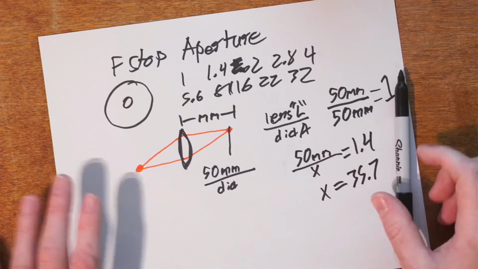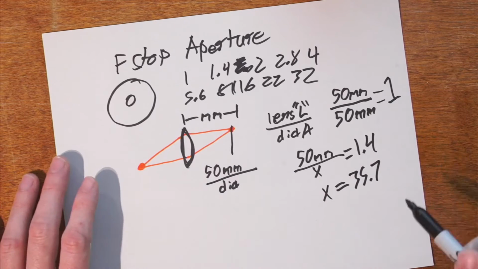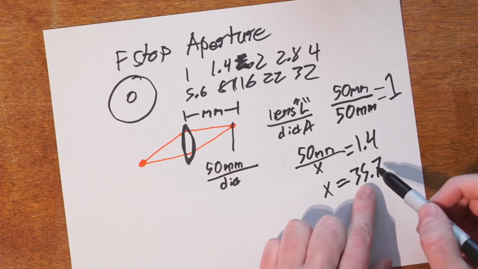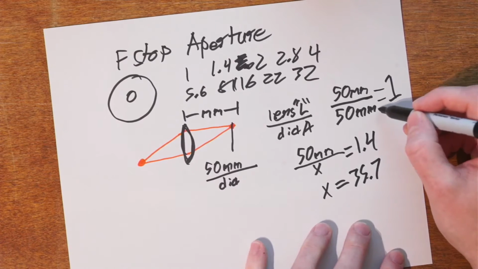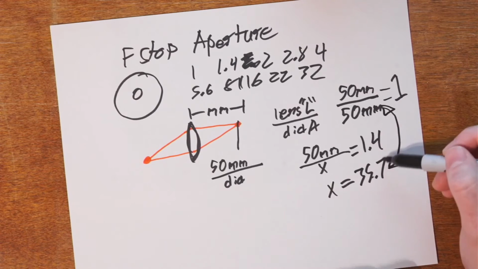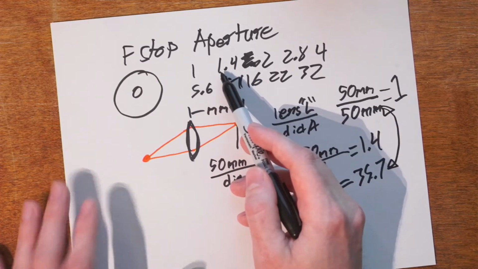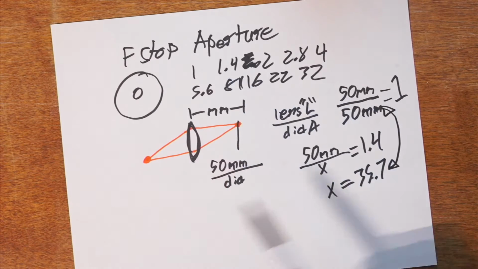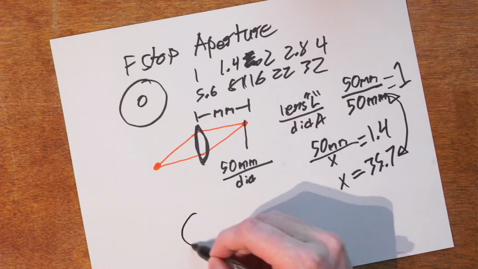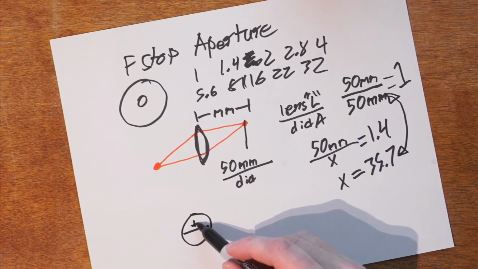I go into this in a little more detail in my brain dump videos, but this should be good enough for now. Now, if you notice, 35.7 is not half of 50, even though I said this was half. But remember, this is the diameter. This is this amount right here.